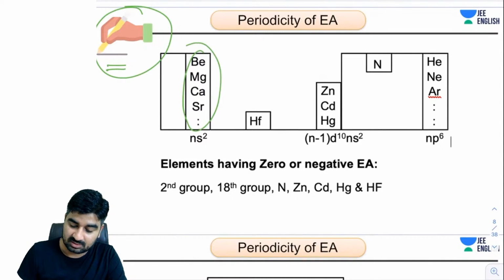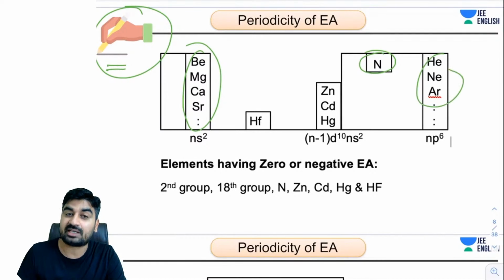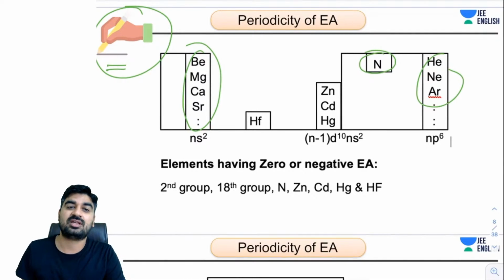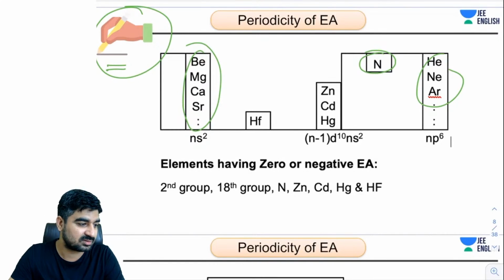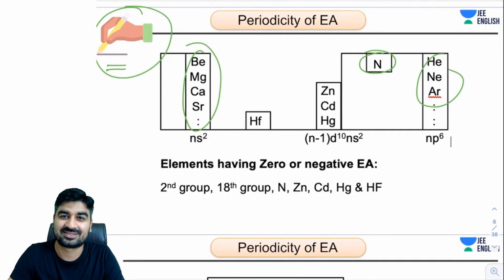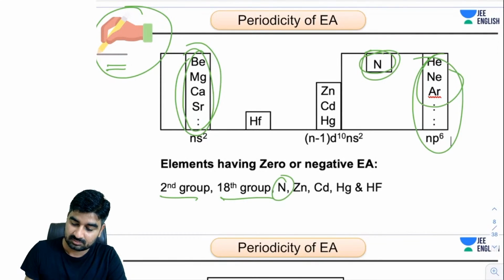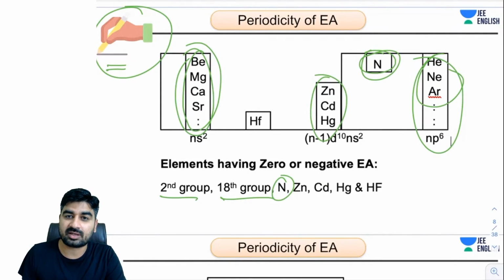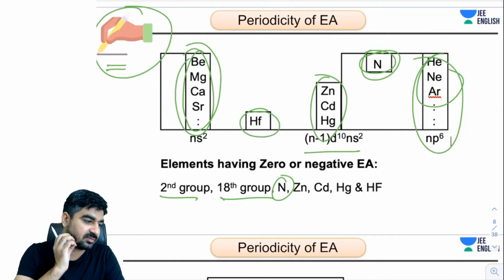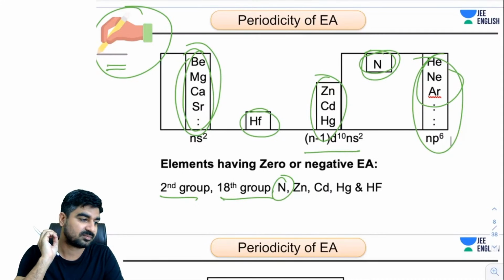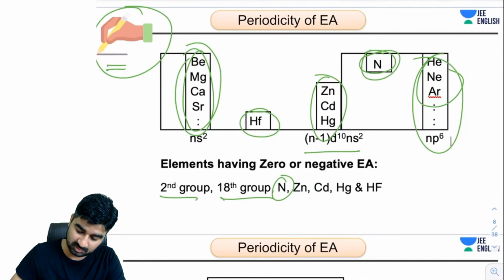So these are the elements which have negative electron affinity, meaning they don't want to accept electrons at all. They are not going to gain. So what are they? Second group, 18th group, nitrogen, zinc, cadmium, mercury, pseudo noble gas configuration, and hafnium. I hope you got my point. Got it? So let's move.